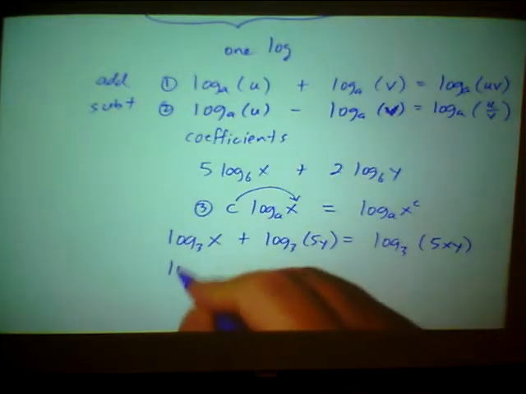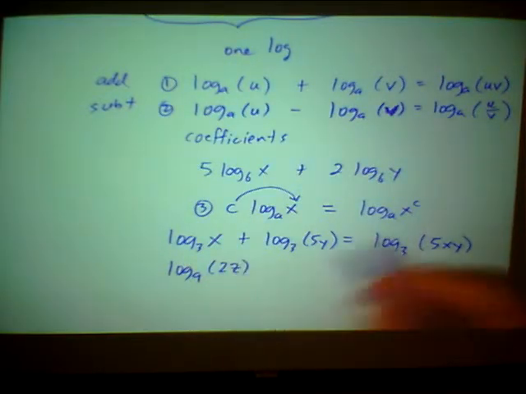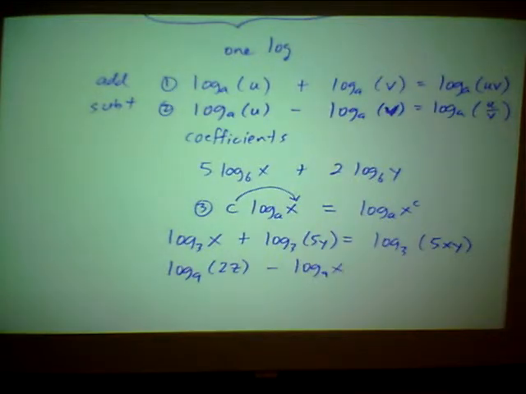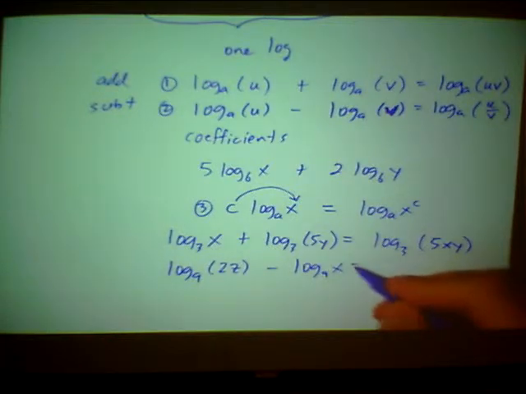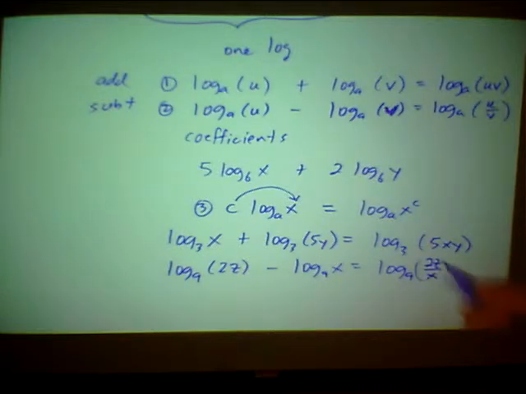How about this? Log base 9 of 2z minus log base 9 of x. So once again, two log terms. They have the same base. I'm subtracting, so I can combine them into one log. Log base 9. Now I take the first argument, the 2z, and I divide it by the argument of the second log. So it becomes log base 9 of 2z over x. And it's pretty much that simple.